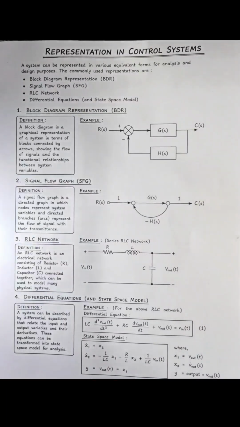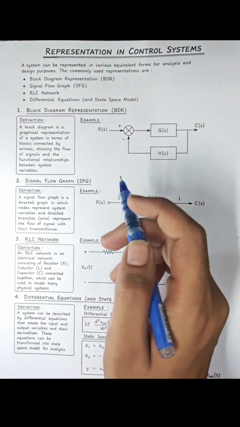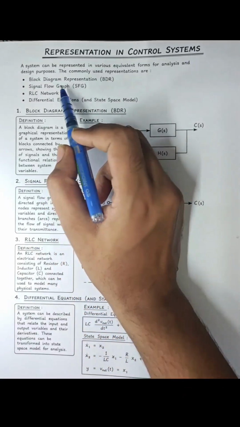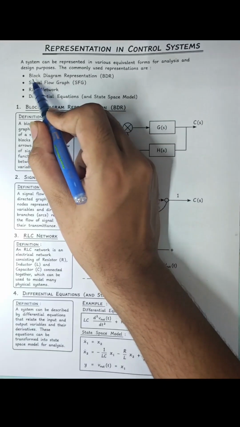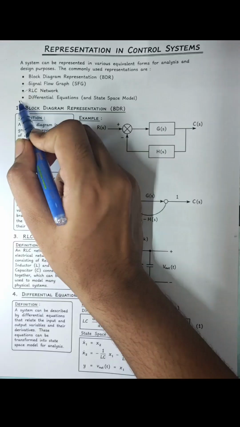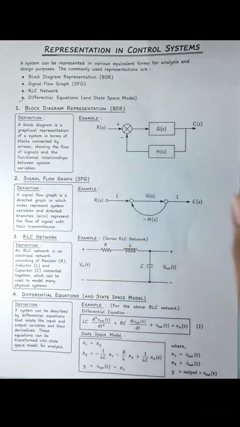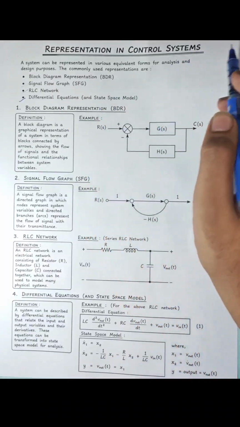So let's start. In control system, we don't directly analyze complicated physical systems. Instead, we convert them into mathematical or graphical forms that are easier to understand and design. So for these designing purposes, we have four types of techniques. Number one, block diagram representation, signal flow graph representation, RLC network, and differential equation, which is used in state space model. So first, we will see block diagram representation.